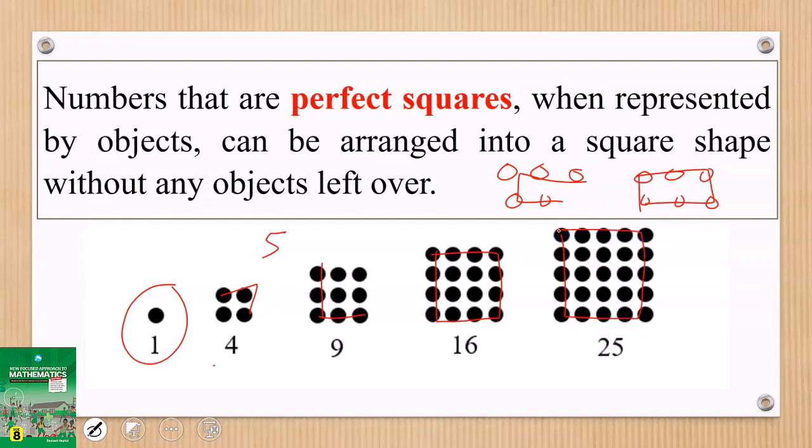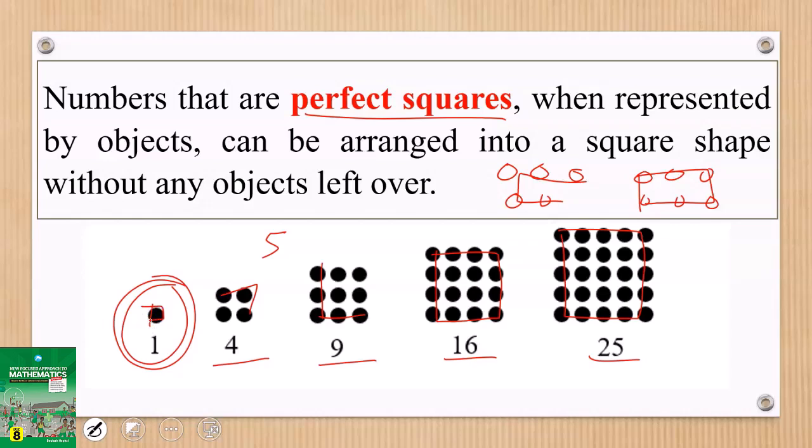And so these numbers that can arrange into a square shape without any object left behind, they are what we call perfect squares. Now 1 also is a perfect square, though 1 is just a 1, and we can just keep it as a square for now, and you will understand why I'm saying 1 is a perfect square.